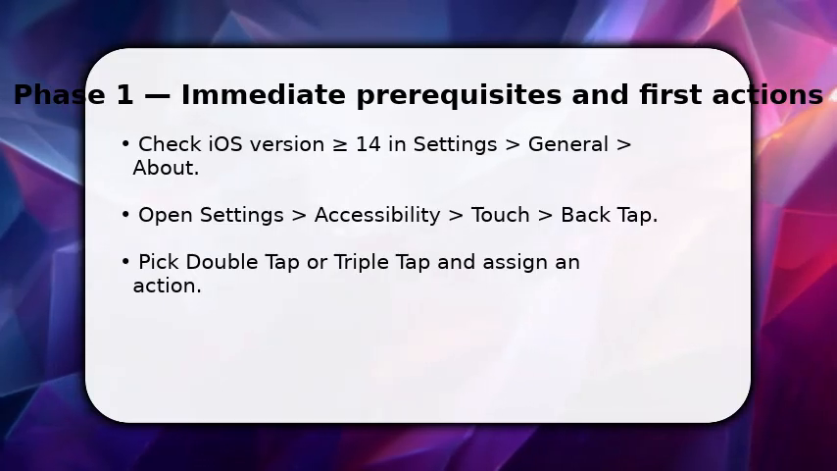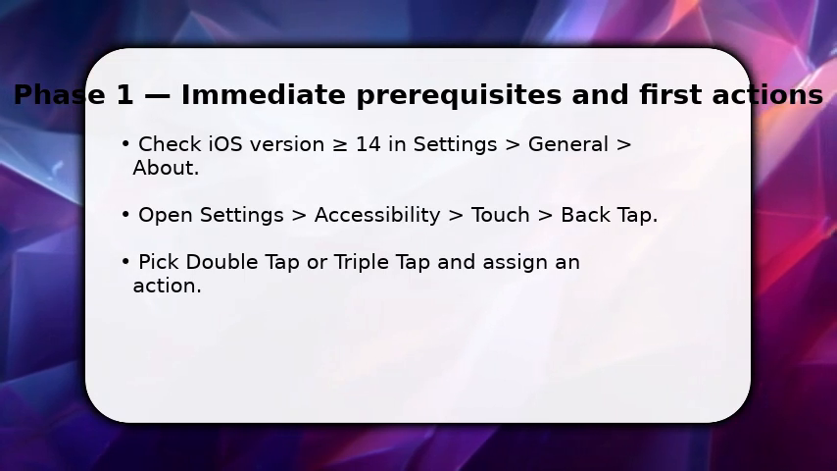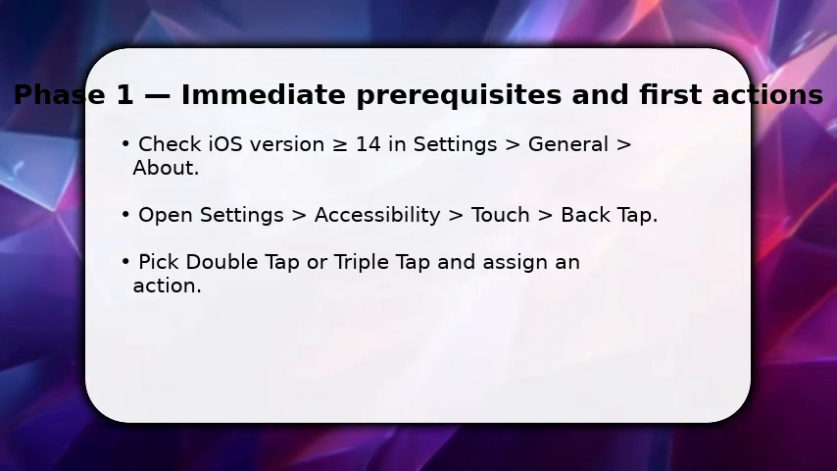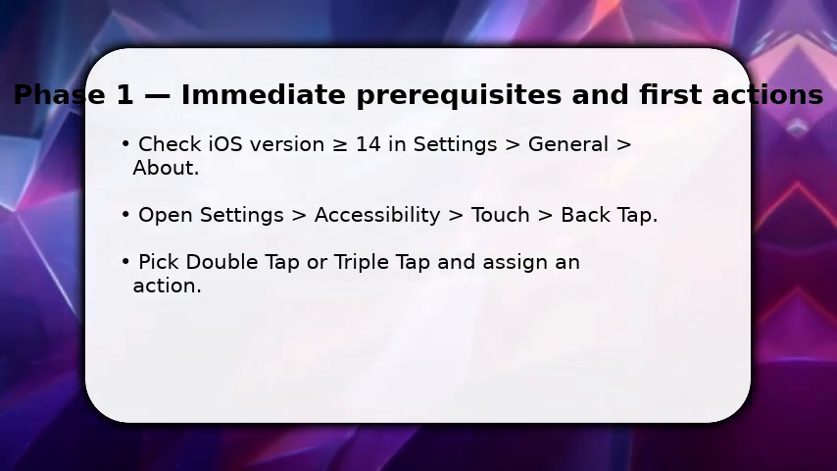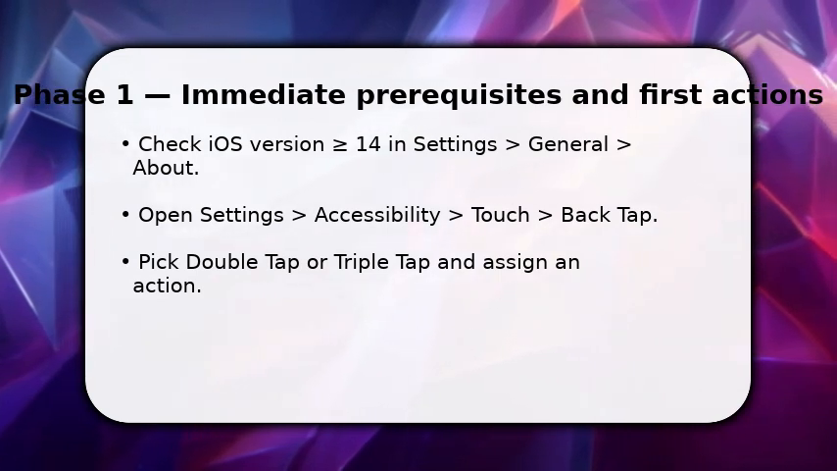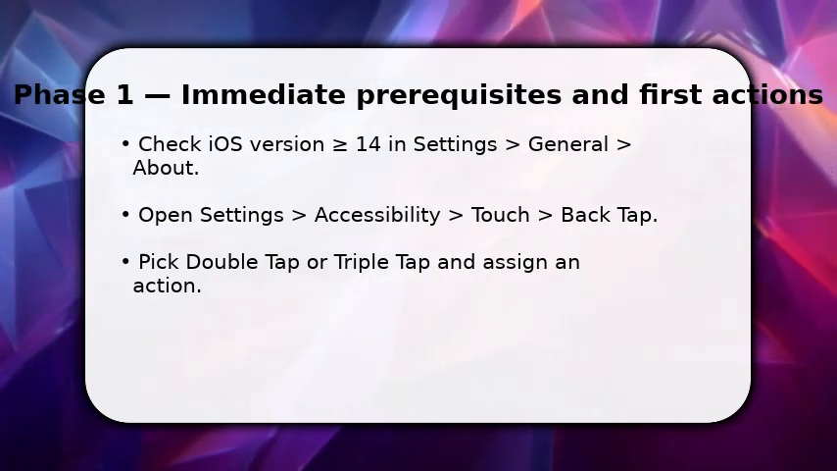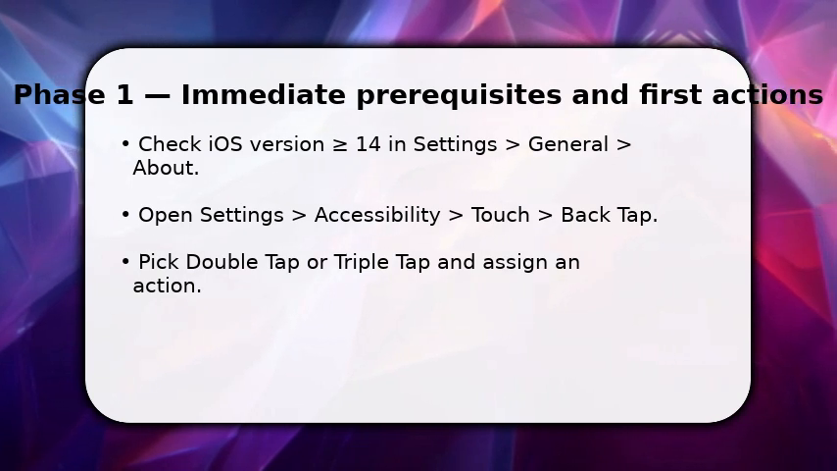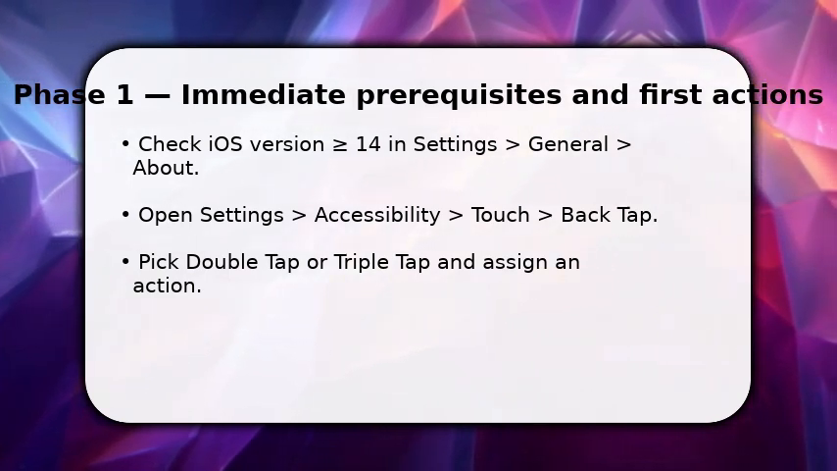You start by confirming your iPhone can run back tap. Make sure iOS is 14 or newer. Once done, go to Settings, Accessibility, then Touch. Back tap sits at the bottom. Tap it, choose double or triple, and assign a built-in action or a shortcut.